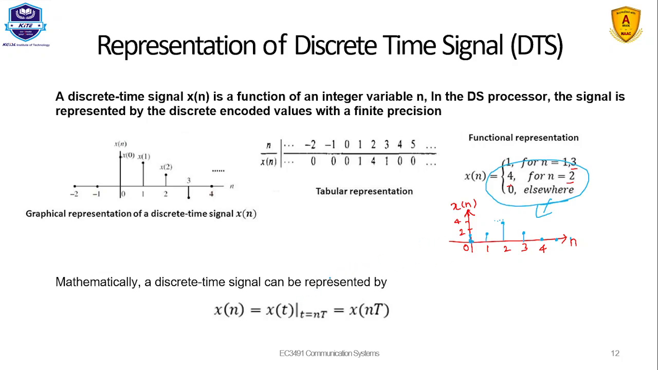So mathematically a signal can be represented in terms of an equation, that is summation of x of n. So here x of n for x of t ranging for nth sample with respect to time, or simply x of n into t.